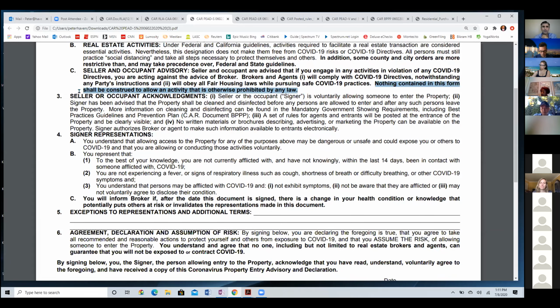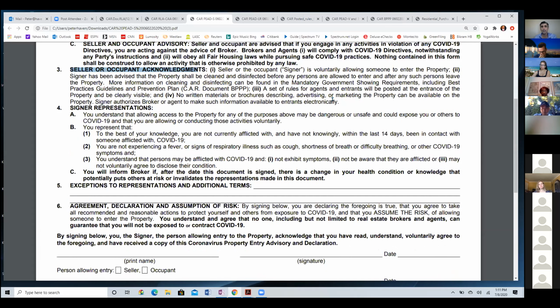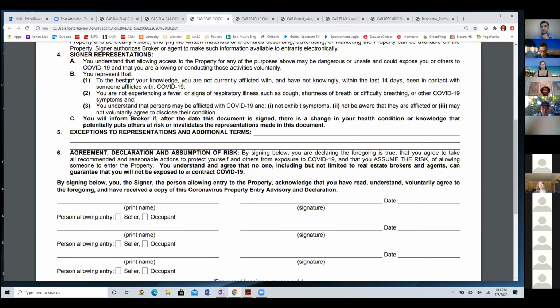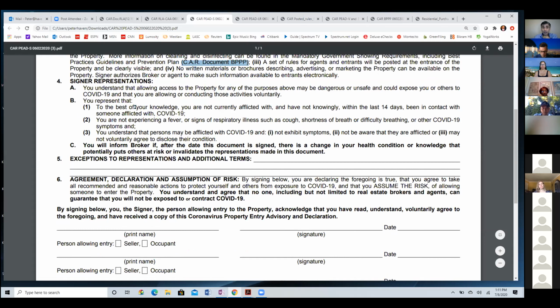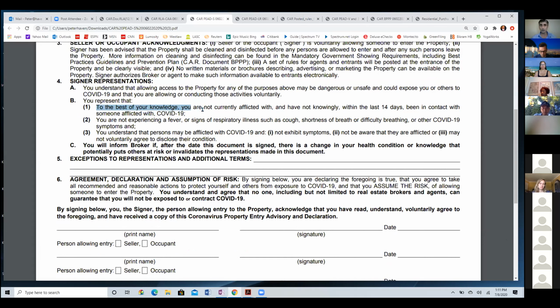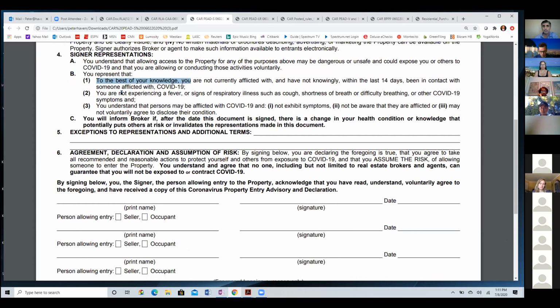When the seller signs off on this, the seller or occupant acknowledges that they're going to let people on. It acknowledges that they've been given a copy of the BPP, and we'll talk about that in a moment. It also contains representations. You understand that there are risks of going on the property. You understand it to the best of your knowledge. You're stating affirmatively, as the seller or occupant, you're not currently afflicted with and have not knowingly within the past 14 days been in contact with someone with COVID. You're not experiencing the symptoms of COVID. And you understand that persons may be afflicted with COVID and they may not have any symptoms, etc.